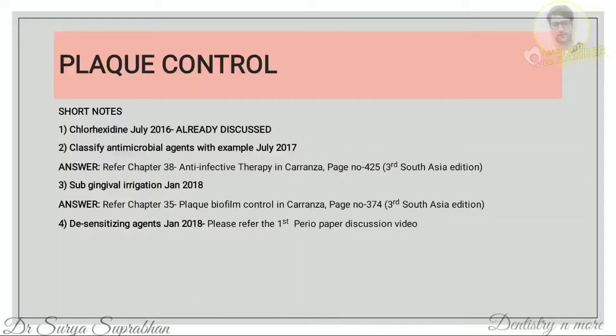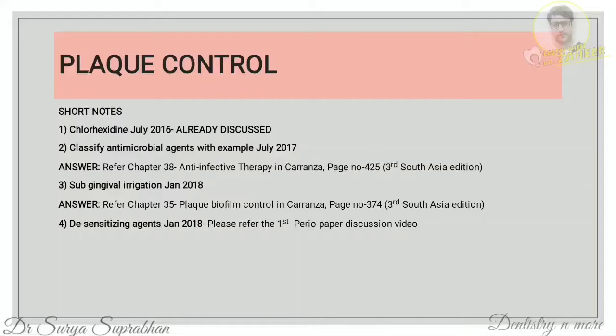Moving on to the next question, that is subgingival irrigation. For this you can find the answer in chapter 35, plaque biofilm control, page number 374. So first you have to define what is oral irrigation, and then you have to write about two types of oral irrigation, that is supragingival and subgingival irrigation. Then you have to write about the mechanism of action of subgingival irrigation, and then the technique of subgingival irrigation. That is enough.